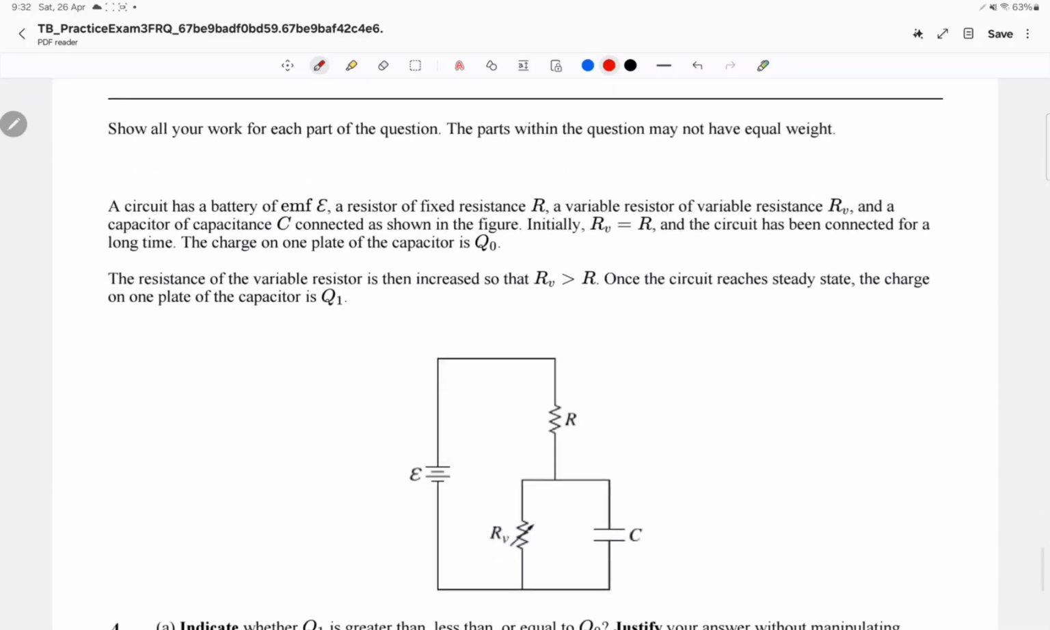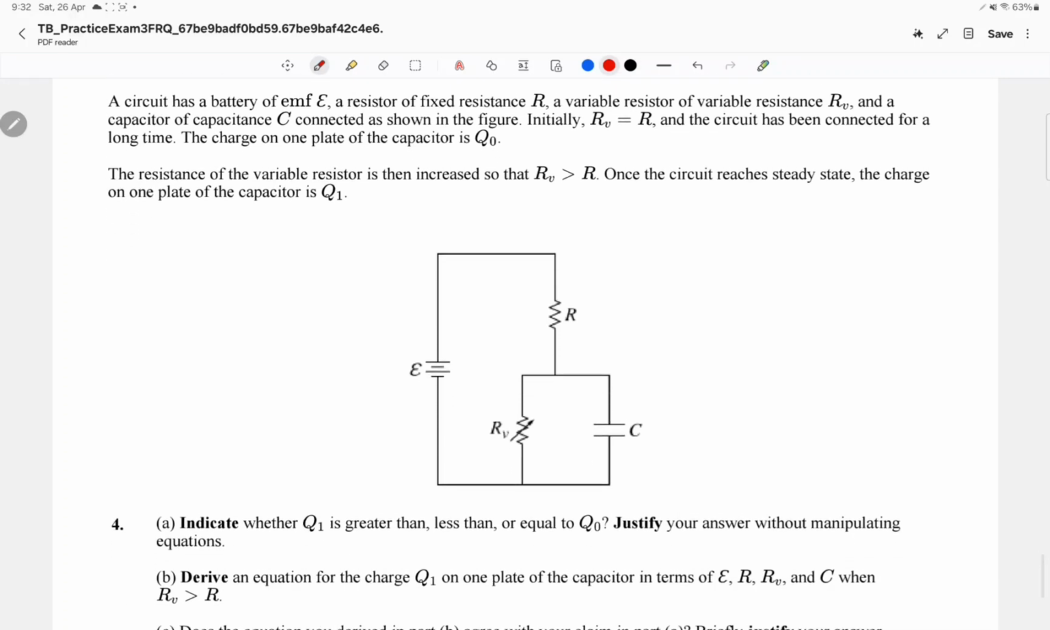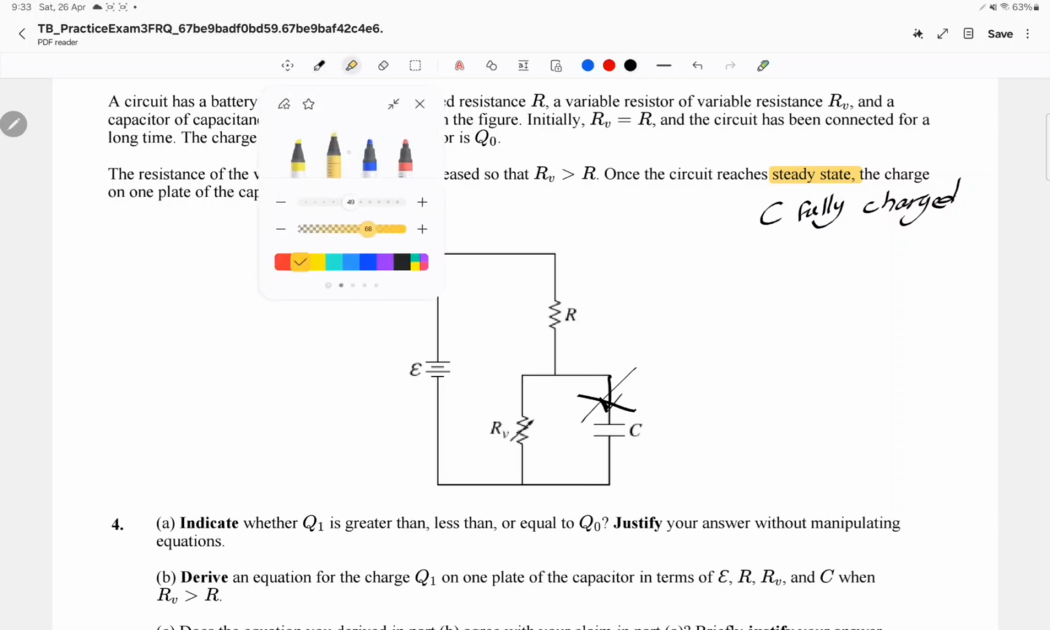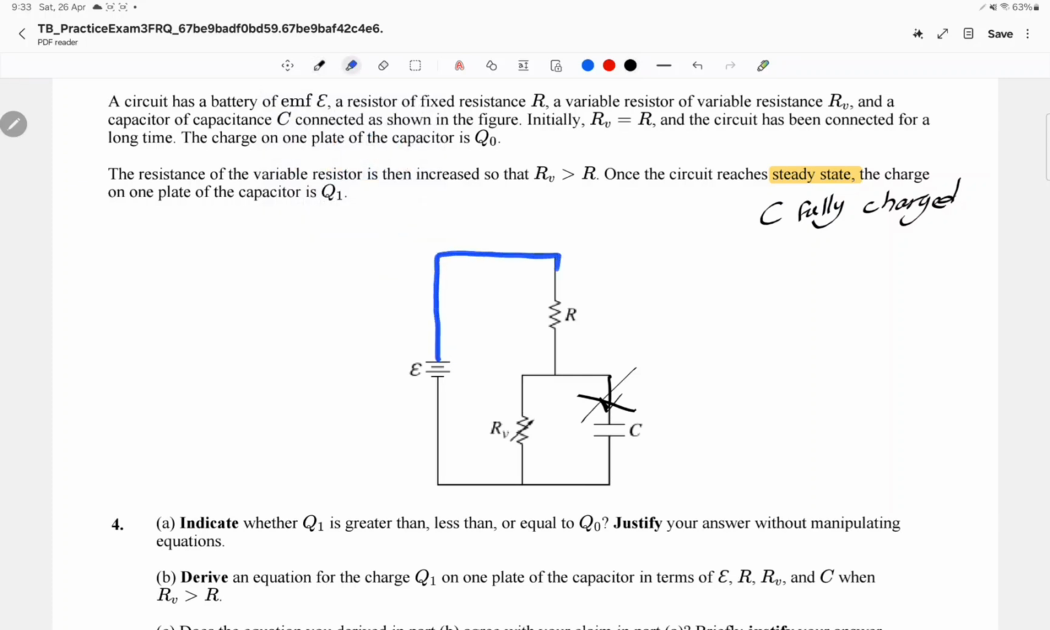Okay. A circuit has a battery of EMF, a resistor, a variable resistor, and a capacitor. The variable one is more than the fixed one. And if they say steady state, do you know what that means? It means it's steady. Okay, that means the capacitor is fully charged. That means no current will go through the capacitor branch, and all the current will have to simply go like this. Avoid the C, exactly.